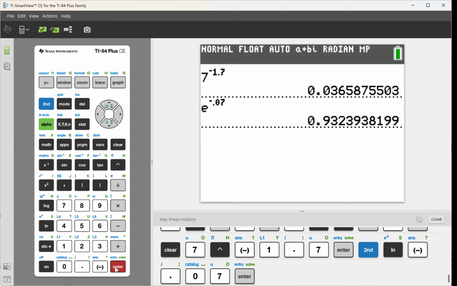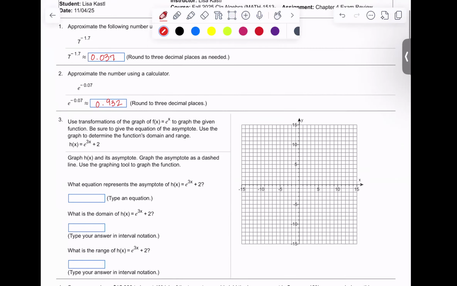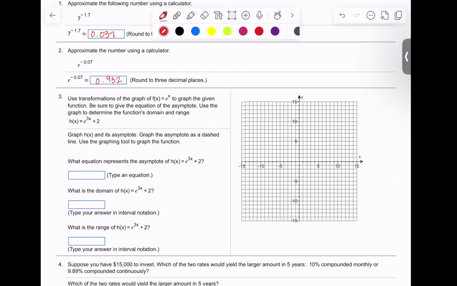And I get 0.93239381199. And it does tell me again to round this to 3 decimal places. So that's going to be 0.932. I'm rounding the 2. Since the number to the right of it is less than 5, I just truncate this, just delete all the numbers to the right of the 2. So 0.932. All right, so we'll write that down. 0.932.